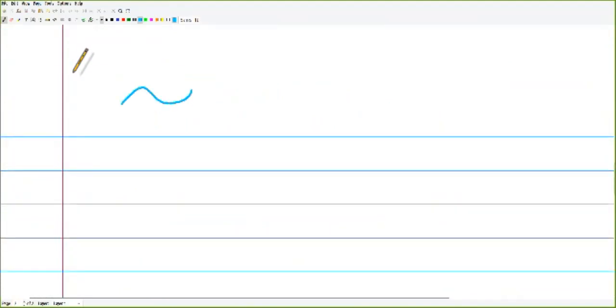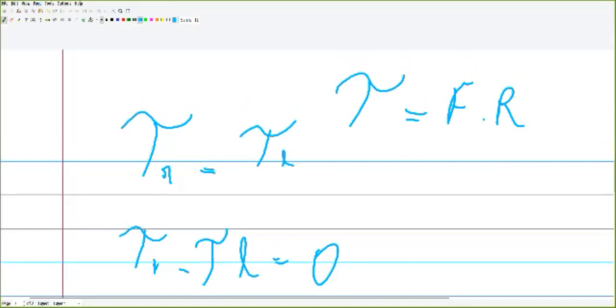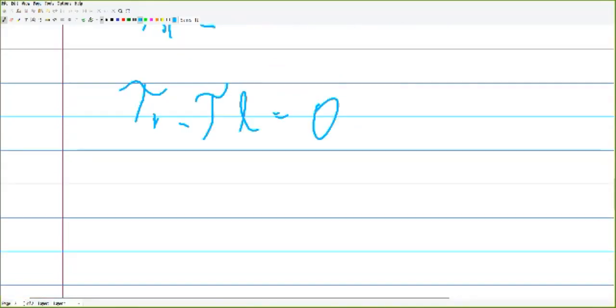All torques, the sum of all torques is equal to 0, right? And that implies that they are equal. So the torque of the right is equal to the torque of the left. So the torque of the right minus the torque of the left, well, that's equal to 0. And torque, that's F times R.